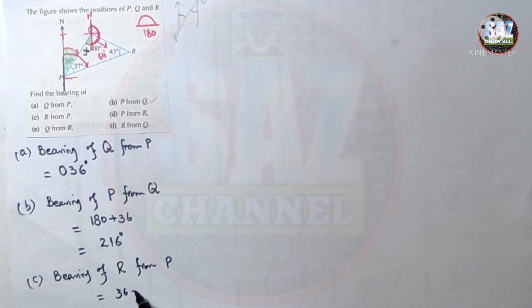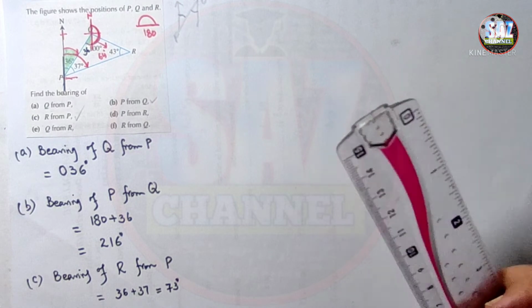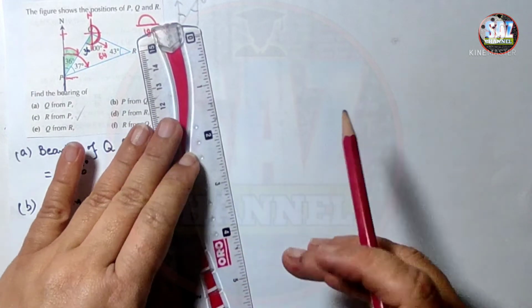36 plus 37, 7 and 6 is 13, and 73 degrees. Really easy and really clear questions. And moving to the next part, we are done with this. Bearing of P from R.